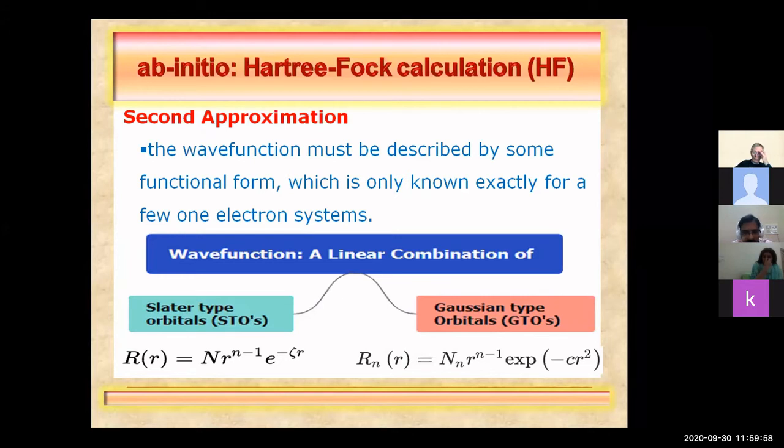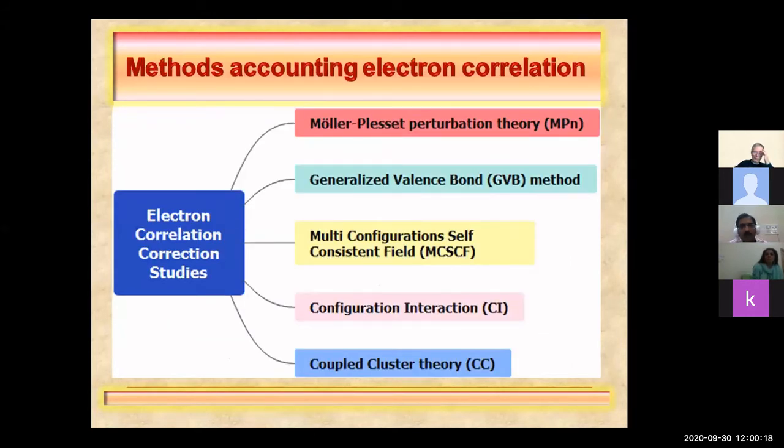So on these two counts, the central field approximation and using this one-electron wave function, when we solve the Schrodinger equation using this ab initio Hartree-Fock method, what we get is an overestimation of the electronic energies. This is the problem. So we need to standardize the wave function, and we need to account for the electron correlation, which the central field approximation introduces.